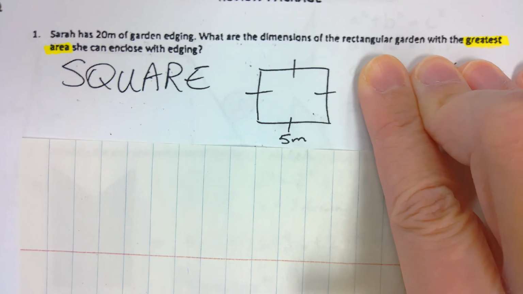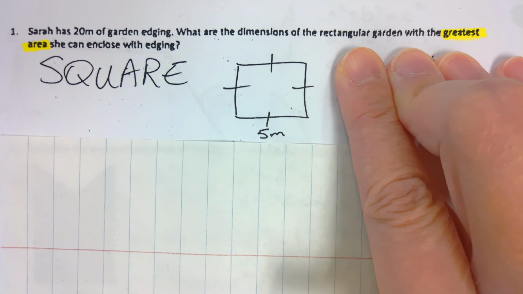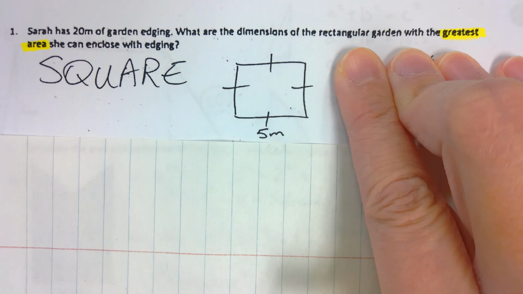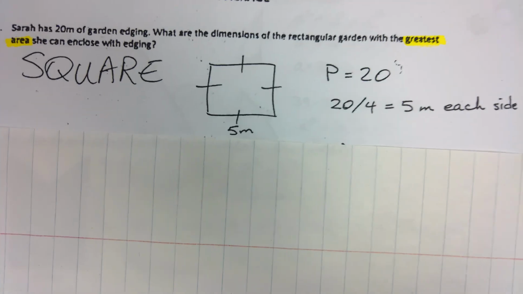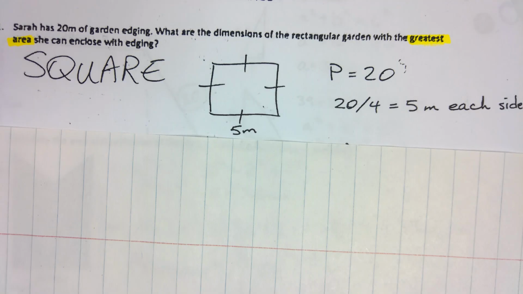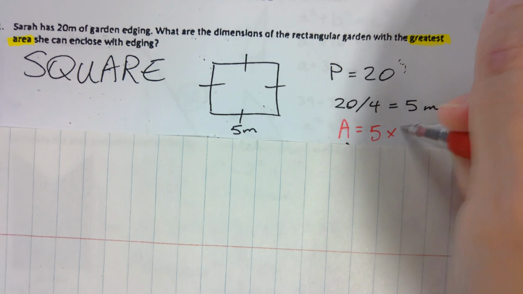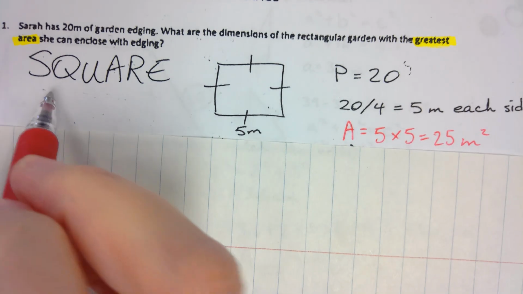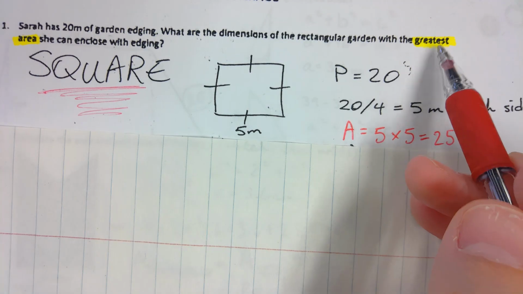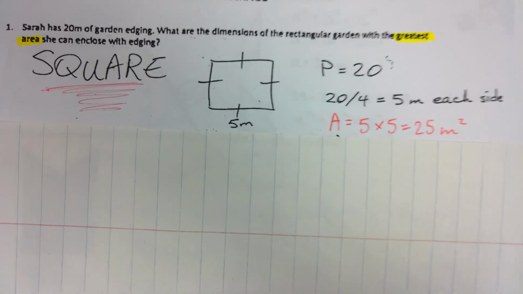So I'm looking at a square with 5s on each side. So what's the area then? Eric? 25 meter square, right? So each side is 5 meters, and so your area is just 5 times 5, which is 25 meter square. So the key to this question is whenever you see greatest area, minimum perimeter, you know you're looking for a square. Okay.